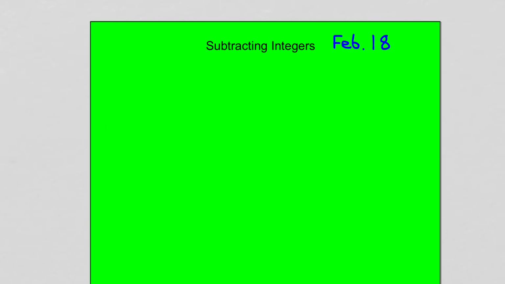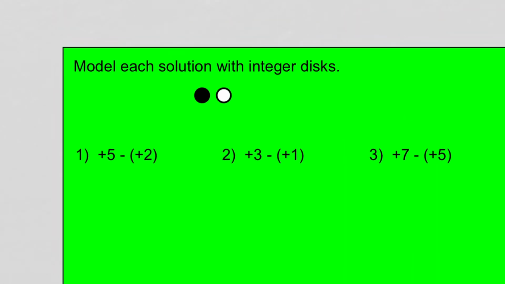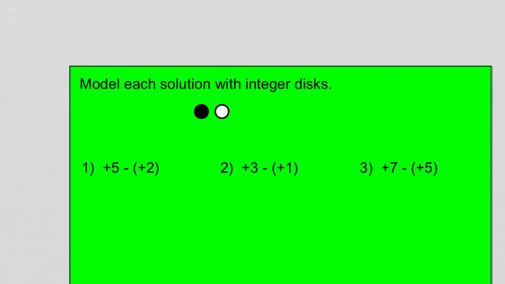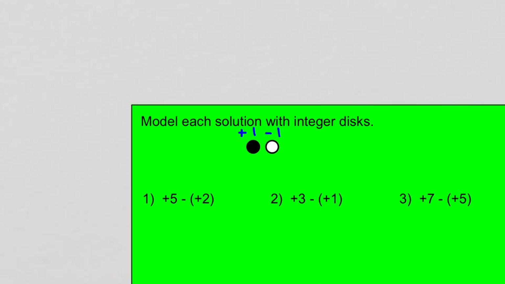So what we did over the last couple of days was we developed the rules for subtracting integers, and I want to go through those questions that we did. We did them in groups of 3, and we're still going to use our integer model to develop these rules. A shaded circle will be a positive 1, and an unshaded will be a negative 1, as always. I want to model these questions and see what happens.